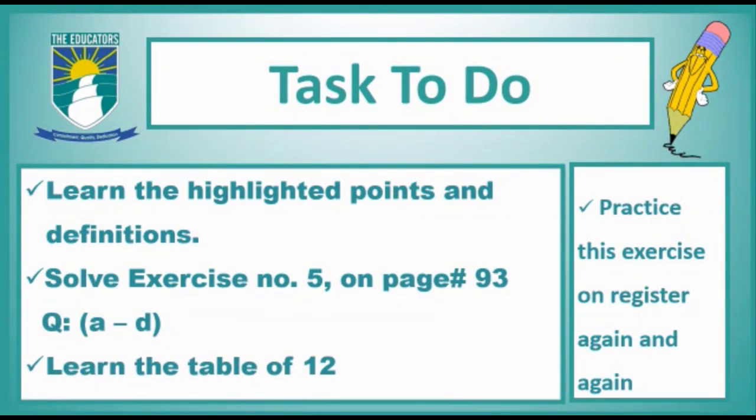Tasks to do. Learn the highlighted points and definitions. Solve exercise number 5 on page number 93, parts A till D, and learn the table of 12. Don't forget to practice this exercise on register again and again.